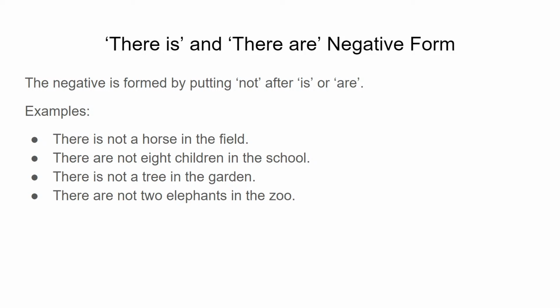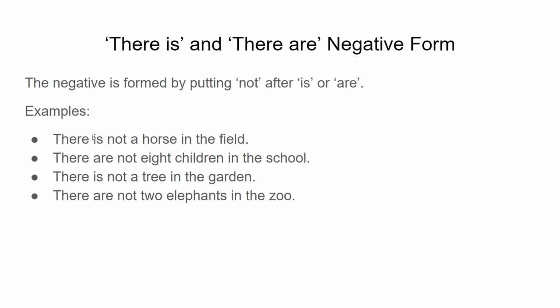The negative is formed by putting the word not after the word is or are. For example, there is not a horse in the field. There are not 8 children in the school. There is not a tree in the garden. There are not 2 elephants in the zoo.